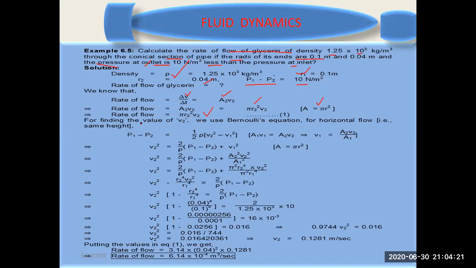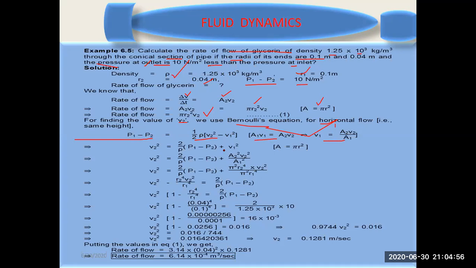So for finding the value of V2, we now need to calculate V2. If you look at it, there is no value of V2 given. So we use Bernoulli's equation. Here is Bernoulli's equation for horizontal flow: P1 minus P2 is equal to half rho times V2 square minus V1 square. Here is the equation of continuity, and by using this equation we calculate V1, because we know V2, A2 and A1.